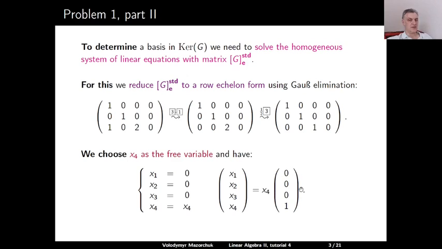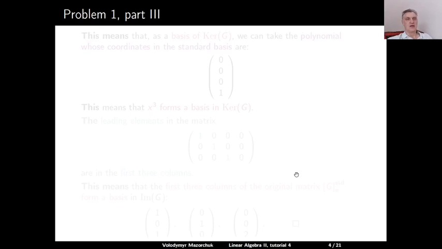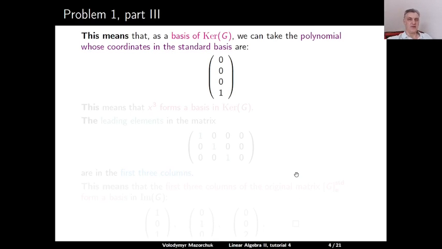So this vector 0, 0, 0, 1 forms a basis in the vector space of all solutions to our homogeneous system of linear equations. This means that if we want a basis in the kernel of G, we should take the polynomial whose coordinates are exactly the vector 0, 0, 0, 1. So this is the polynomial x to the power 3.